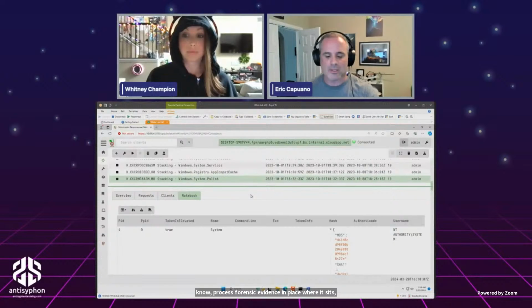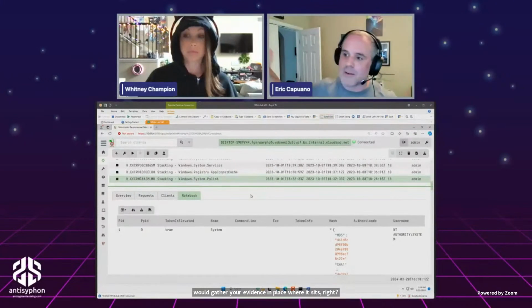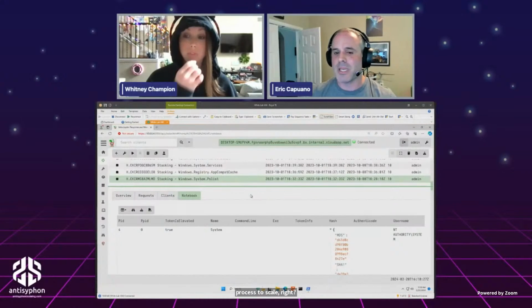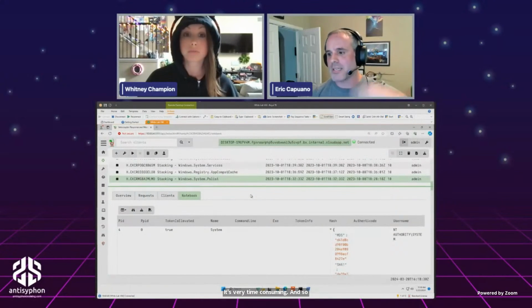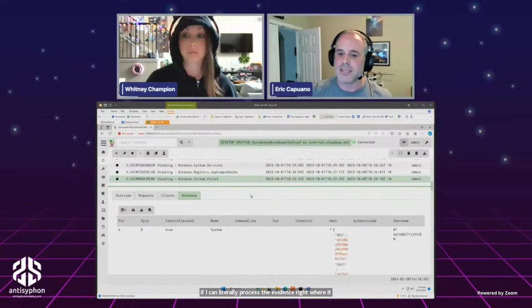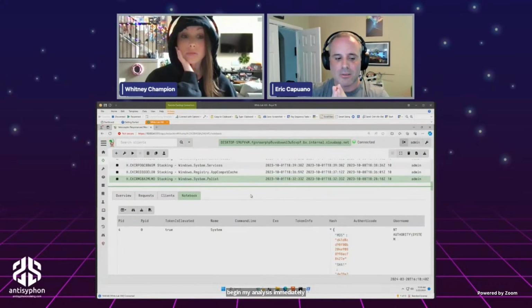Because traditionally, the way we used to do that is you would gather your evidence off the system with one tool, take it offline, take it somewhere else, and then process that evidence somewhere else, which is great. There's a little bit of separation of duties there, but the problem is that's a difficult process to scale, right? It's very time consuming. And so how optimized can I be if I can literally process the evidence right where it sits, just bring back the post-process data and begin my analysis immediately, and factor in the fact that I can do this across hundreds or thousands of systems at a time.